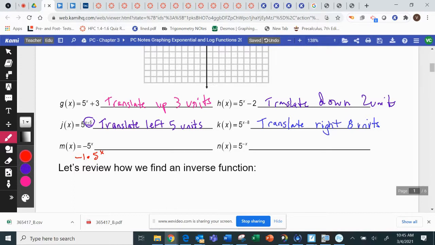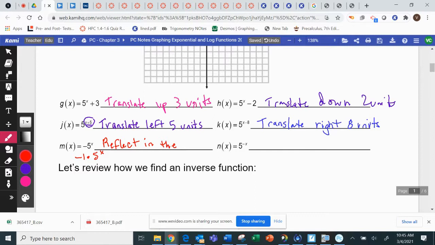Do you guys remember what a negative 1 does to the function? Anthony, do you remember what it does? It reflects it. So we have to figure out which reflection this is. Is it a horizontal or a vertical reflection? It is a vertical reflection because it's not in the exponent. It's on the outside of the function.